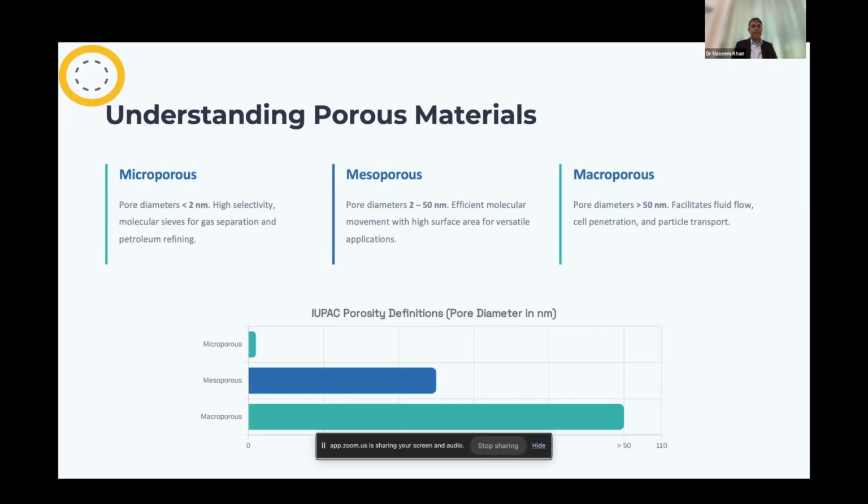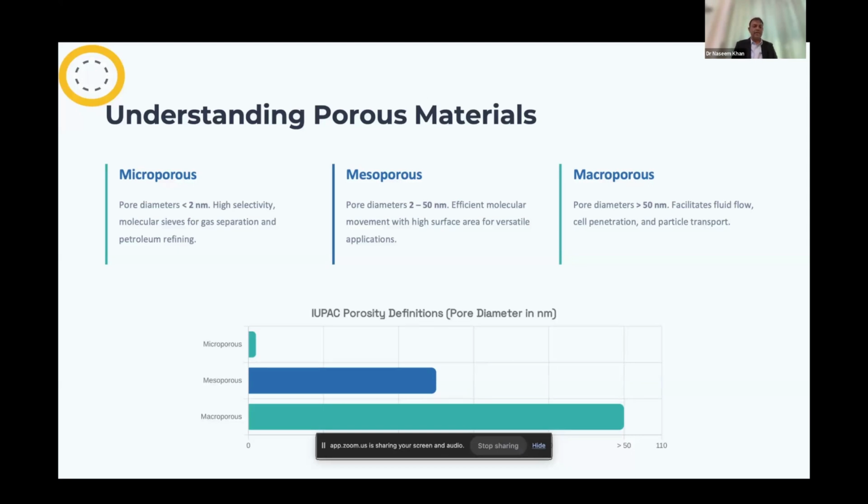Porous material has three categories: microporous, mesoporous, and macroporous. Here is the pore diameter. Microporous is less than 2 nanometers, with high selectivity. Mesoporous falls in the middle, between 2 to 50 nanometers, and macroporous is on the higher side, above 50 nanometers. So we work on mesoporous.